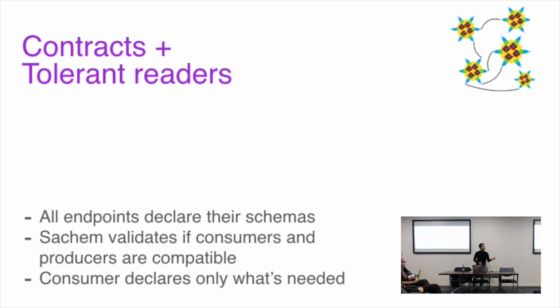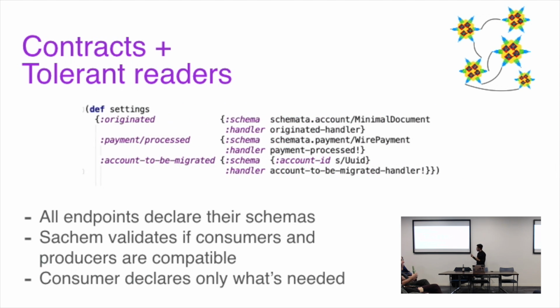Okay? So we follow the tolerant reader approach. The reader will declare only the fields they need, and the producer will declare all the fields they will produce. And then Soshim will validate if those schemas are compatible. Okay, so this is an example of how we do it.